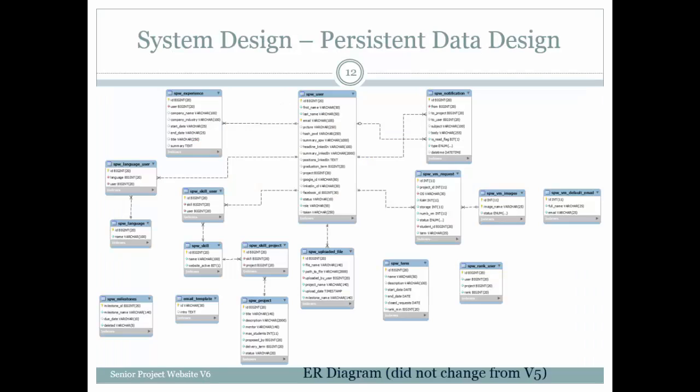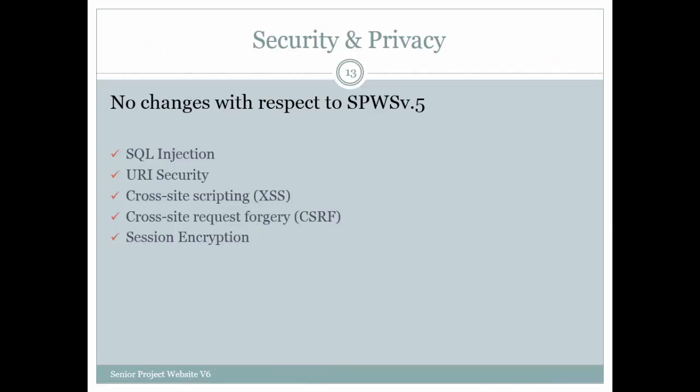storage size. The persistent data did not change with respect to the one found in Senior Project website version 5, although some modifications were made to pull more data from the database to ensure user management usability. No new tables were added, and all the persistent data remained the same, containing tables for ranks, projects, skills, interests, etc. Security and privacy remained the same as Senior Project website version 5, having one-way password and session encryption.